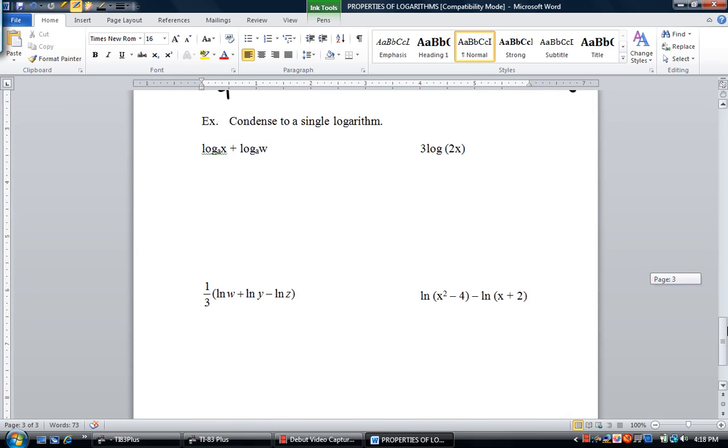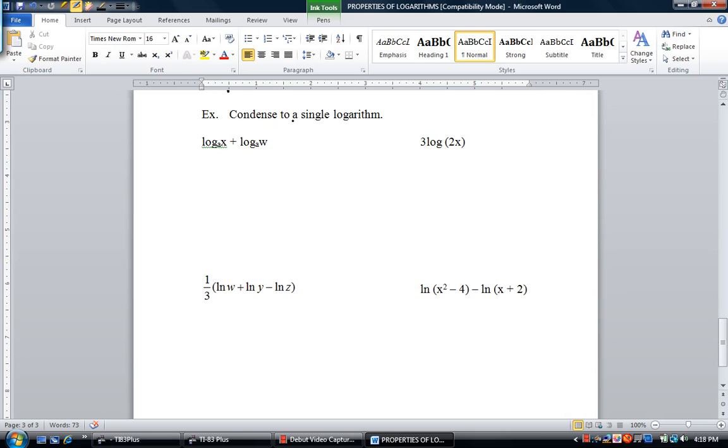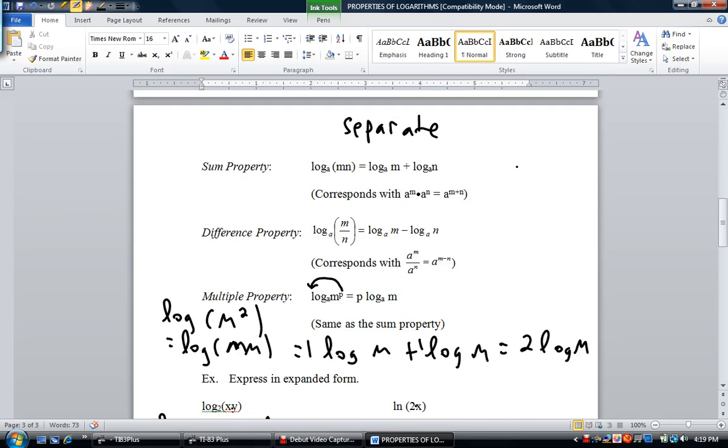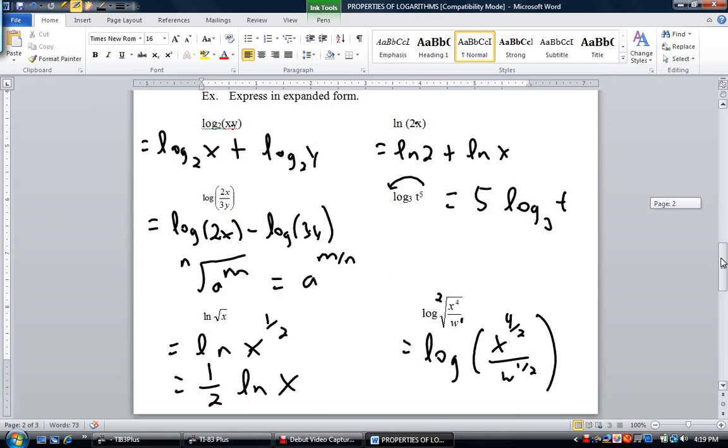Now we can also go backwards. When it says condense to single log, that means our final answer is going to be a single log. Makes sense, doesn't it? In this case, a single log base a. Now we have addition. Since it's addition, that means we can combine those by multiplication. It's this property up here going this direction. So that's what that means when it says condense. Going the opposite direction.